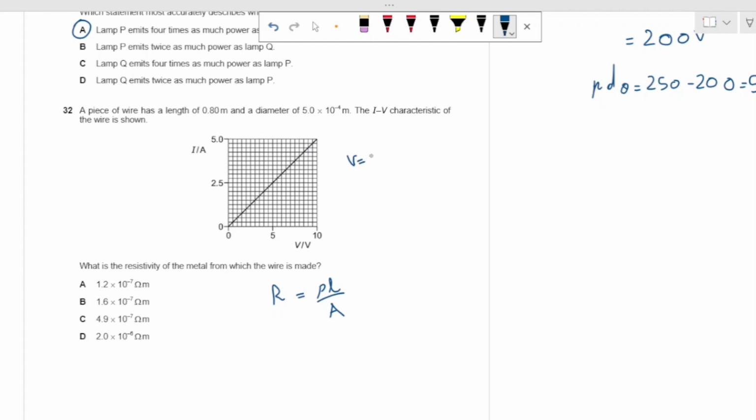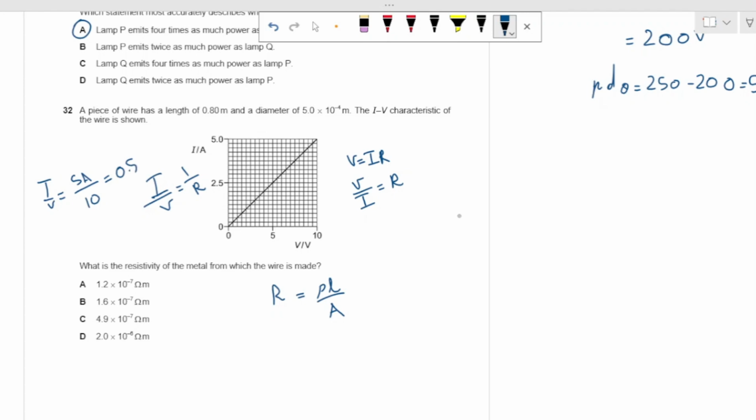What is V equal to? V equals IR. So V over I is equal to R. But in this case, the gradient of the graph is not V over I. It is I over V. I over V is basically 1 over R. So let's calculate what I over V, the gradient, is. Let's take the highest value. So we have 5 amps over 10. 5 over 10. That is 0.5.